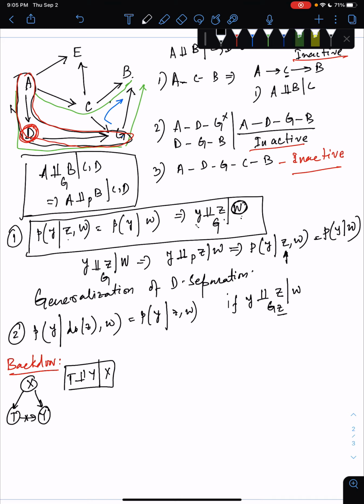I'm sorry, this is not the backdoor criterion, this is a general thing. What I'm saying is that this X is able to block the association that is flowing from T to Y. So only the causal association remains. The association from T to Y is blocked by X.